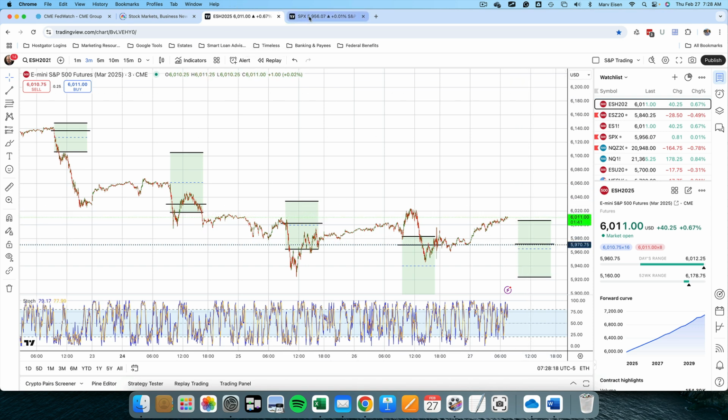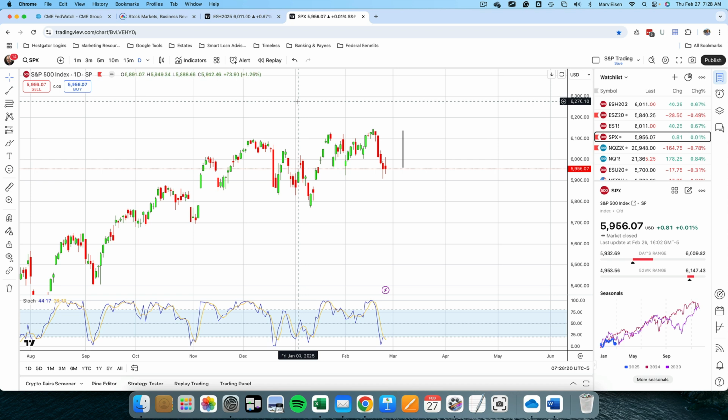Let's look at the big picture rather. This is the S&P. This is not the S&P E-mini, this is the S&P. And just to give you a frame of reference, right here where my cursor is, this was the presidential election, November 5th, this candle. And when Donald Trump was elected, the next day the market opened gap up. That gap has since been closed over here on January 13th.